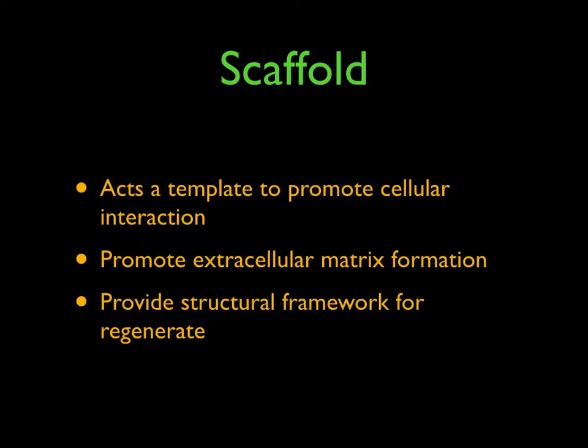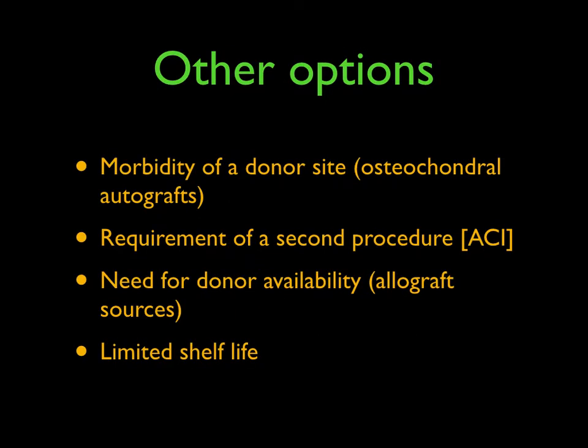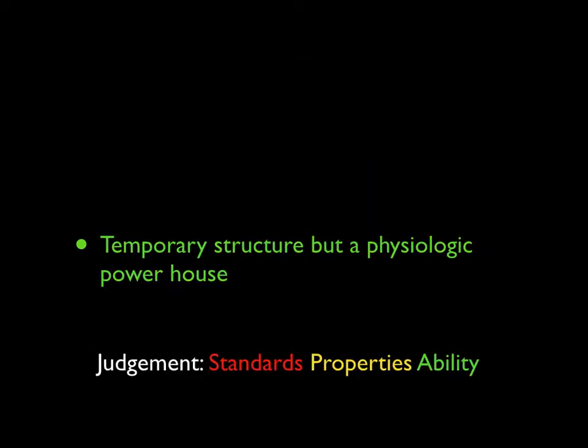And that is what the scaffold does. They act as a template to promote cellular interactions, promote extracellular matrix formation, and of course provide the structural framework for the regenerate. We've got a lot of options when we don't use scaffolds, but there's always morbidity of the donor site. We require second procedures when we consider ACI. Allografts have the issue of donor availability, and there is limited shelf life.